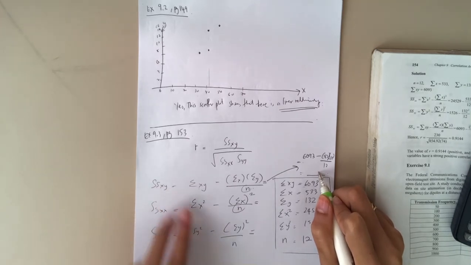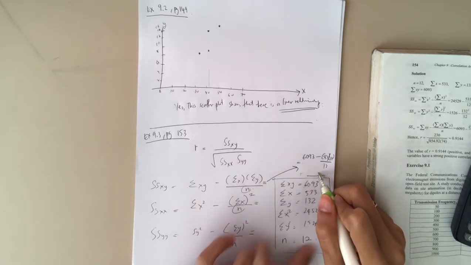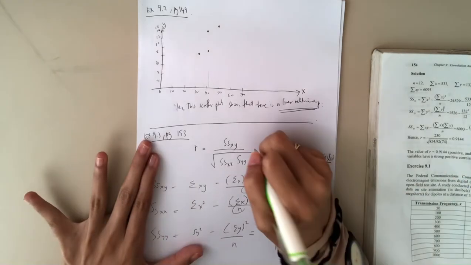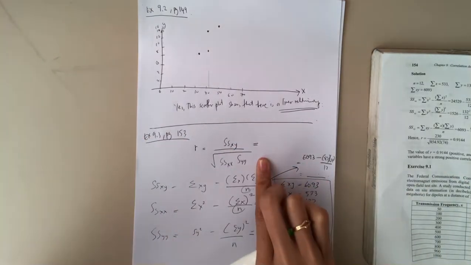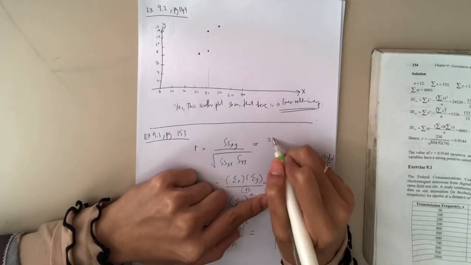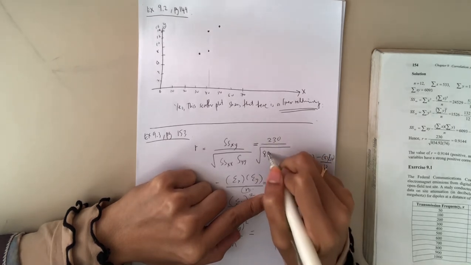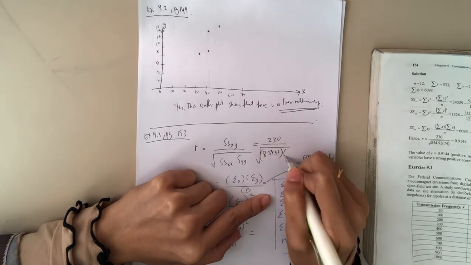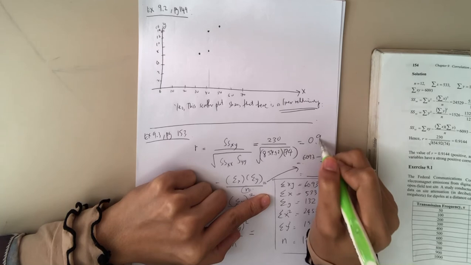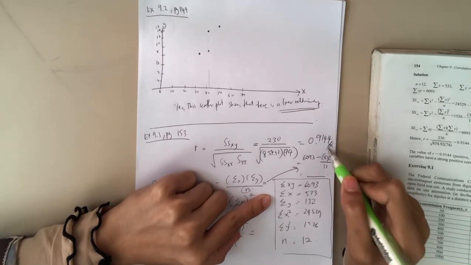Then you repeat the same thing for SSXX, and for SSYY, by referring to this value. After you get all the values, you need to substitute them here. So I just substitute the final answer, okay, class. This one you should get 203 over the square root of 854.92 times 74. Therefore, the answer is 0.9144. So this is your R, and then you need to interpret.